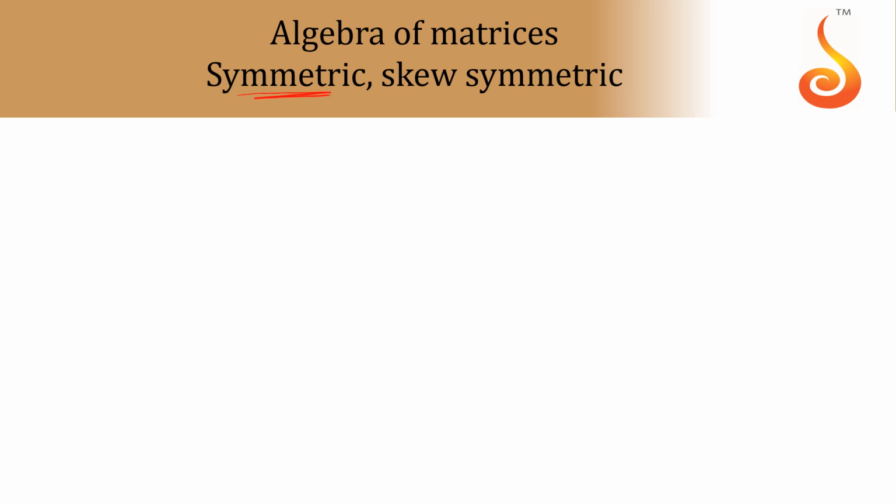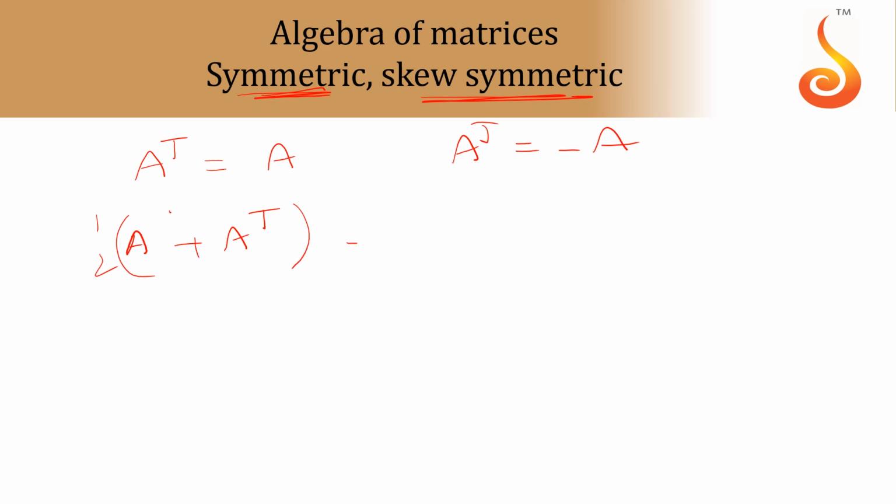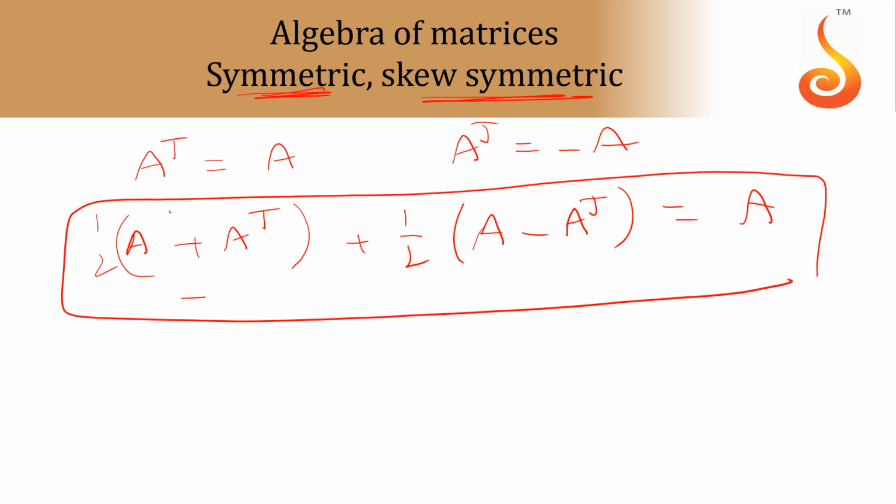So symmetric, skew symmetric. You know that if A transpose is equal to A, it is symmetric. If A transpose equals minus A, it is skew symmetric. If you do A plus A transpose, you will get a symmetric matrix. A minus A transpose, you will get skew symmetric. So half of A plus A transpose plus half of A minus A transpose, you will get A. So any square matrix can be written as a sum of one symmetric and one skew symmetric matrix.